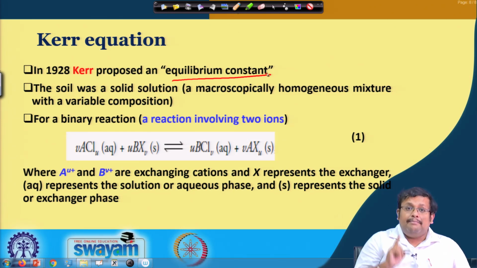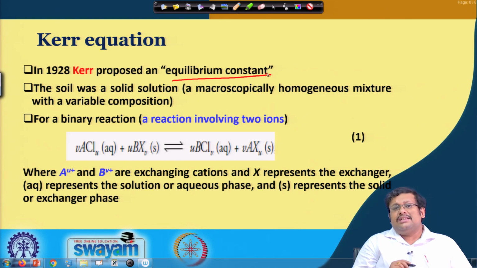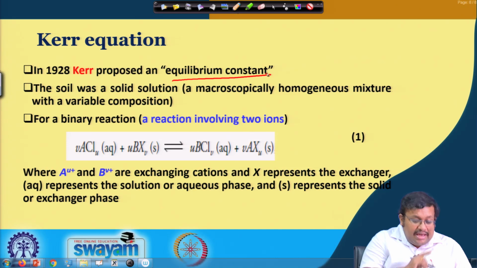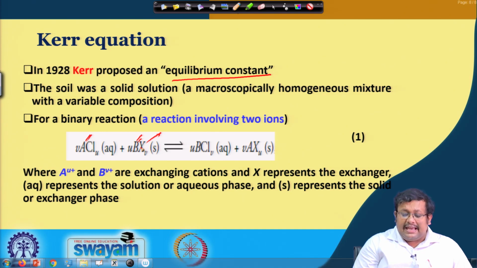So, for a binary reaction, what is a binary reaction? A binary reaction means a reaction involving two ions. Here you can see this is a binary reaction where A and B are exchanging cations and X represents the exchanger. In this reaction, it is the soil solid. Now, aq represents the aqueous phase and s represents the solid phase.